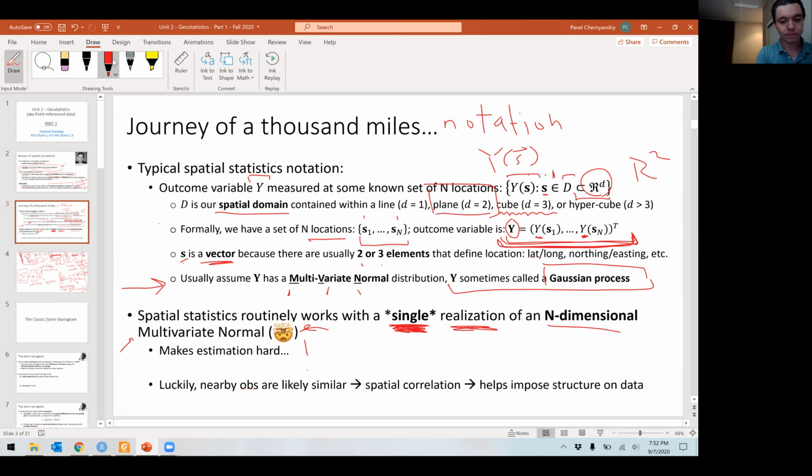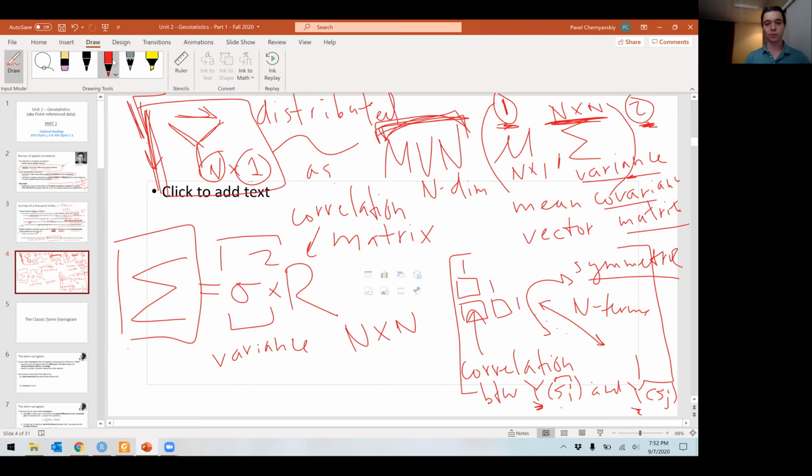But the only way we're able to operate is that we know or hope the nearby observations are similar. Nearby observations, the observations that are not far apart in space, that are similar in location, are similar in their data. So I'm basically describing spatial correlation. And this helps impose structure on the data. So let me go back to this slide I just drew and focus a little bit on just this correlation matrix.